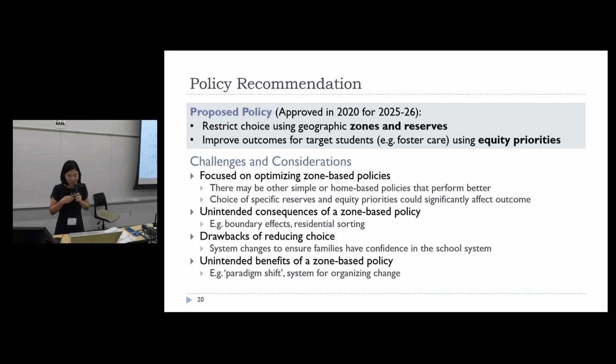First, just naming some of the shortcomings of our own approach. We really focused on optimizing zone-based policies due to what the district was looking for. But there's a lot more that we left unexplored. There could be other simple home-based policies, other simple policies that perform better. And we're still in the process of deciding what the specific reserves are that we should be using, what the specific equity priorities we should be using, and how much this also affects the assignment.